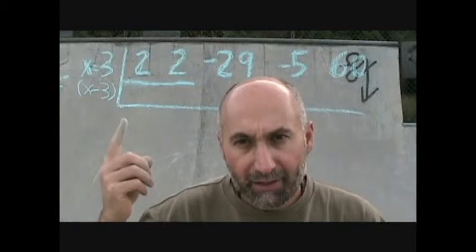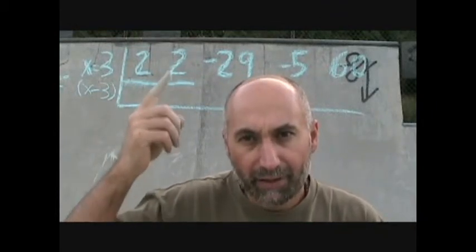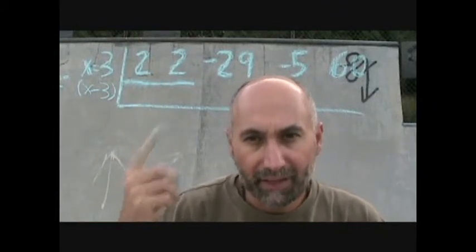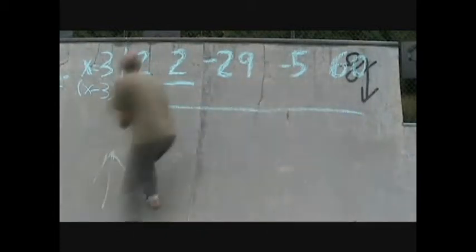So the 2 comes straight down. 2 times 3 is going to be 6. 6 comes up here. Add these two guys. 2 plus 6 is going to be 8, and then so on and so forth.